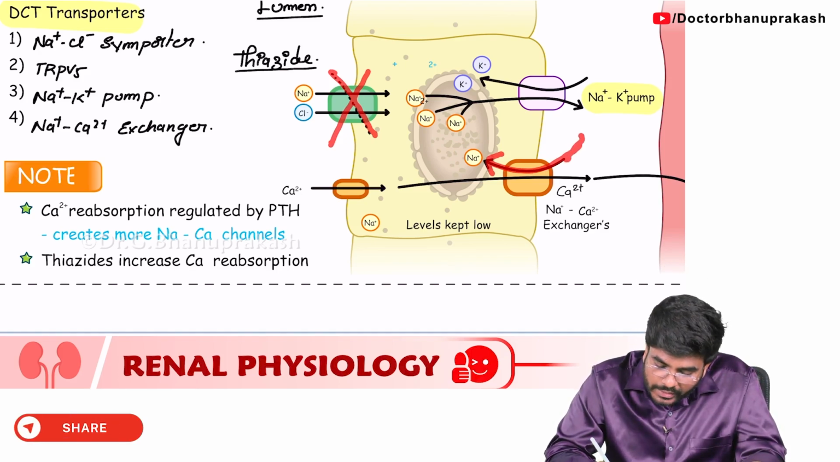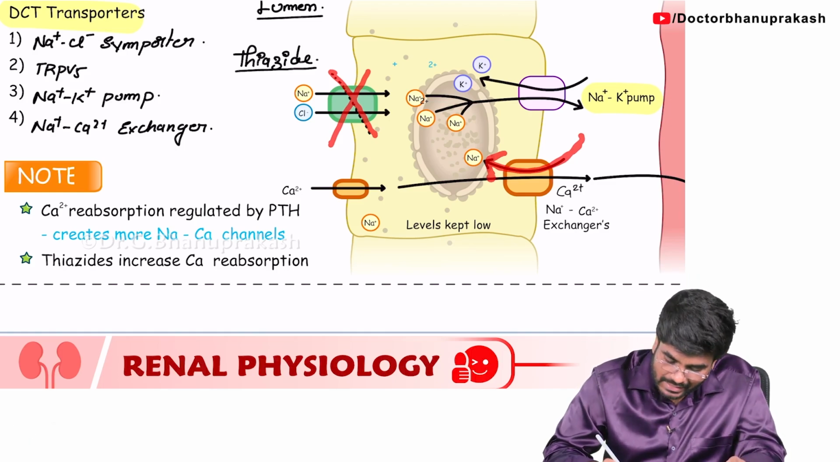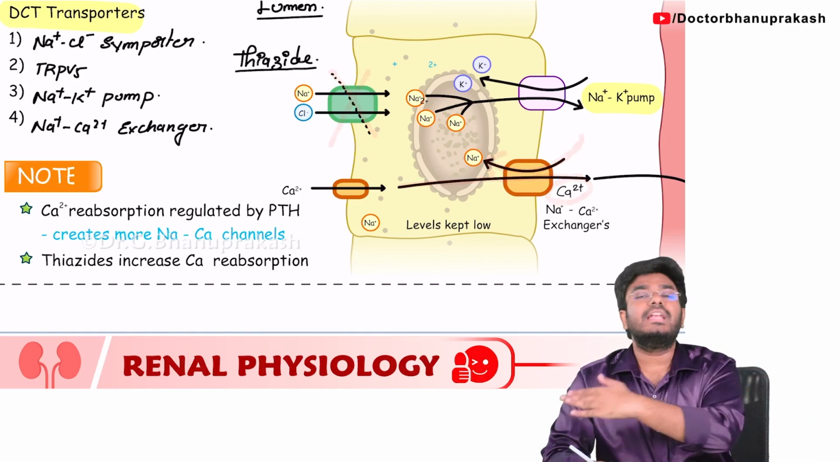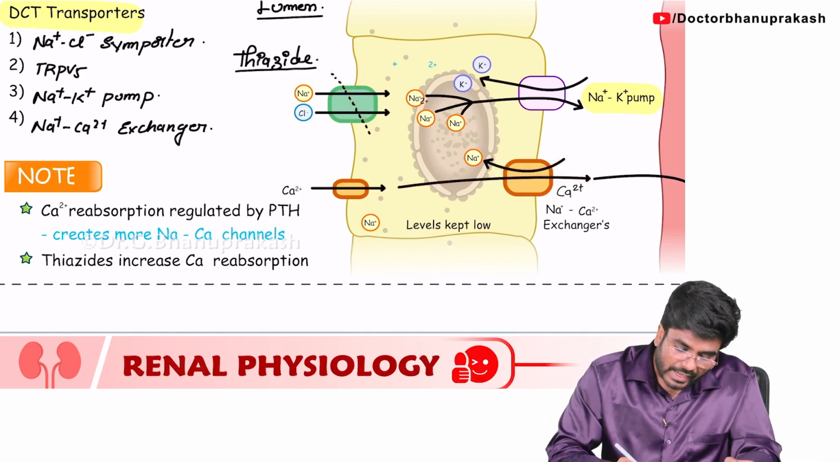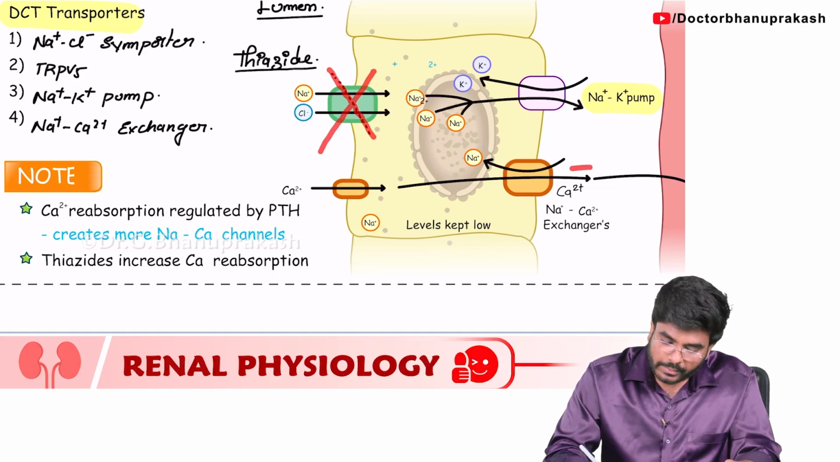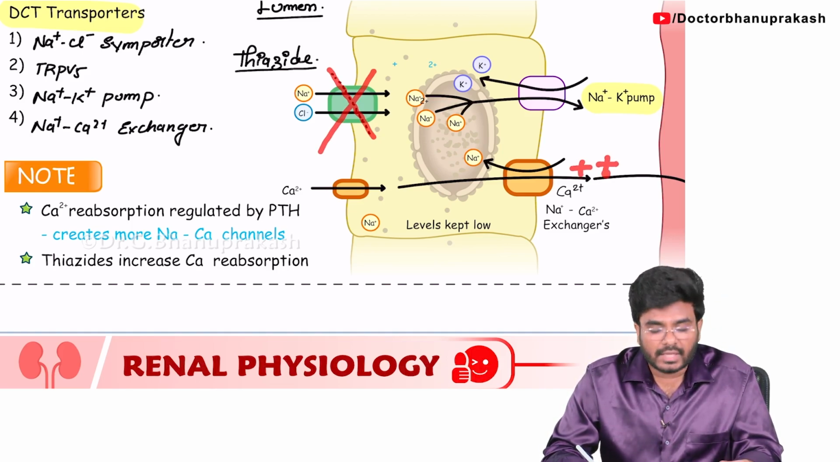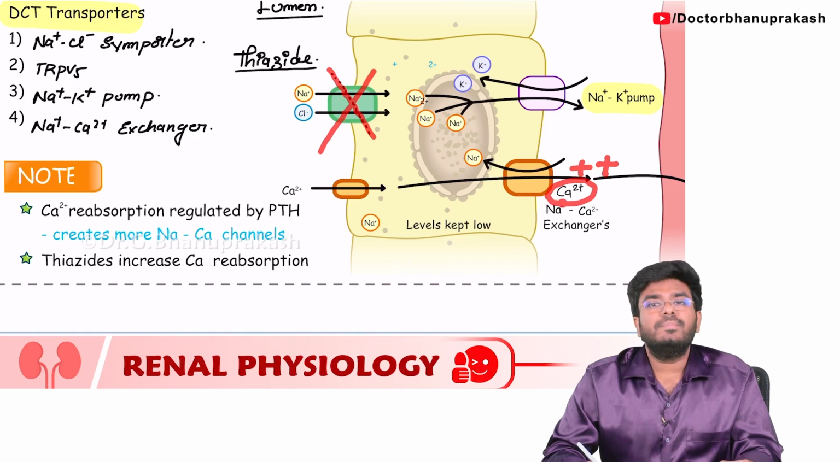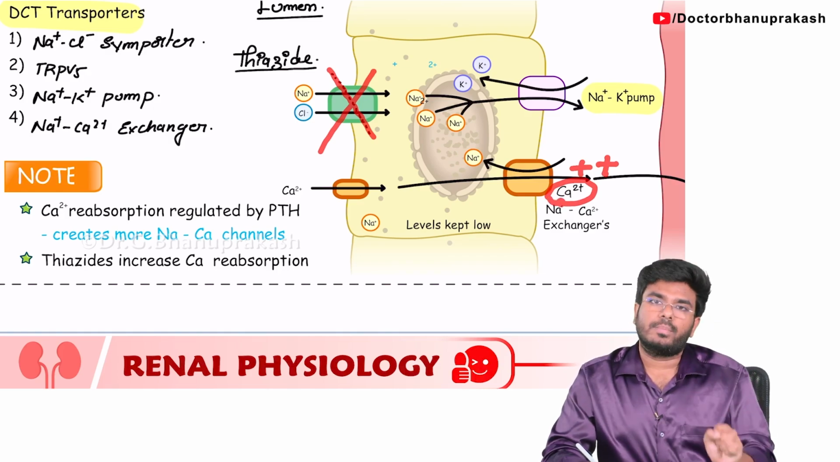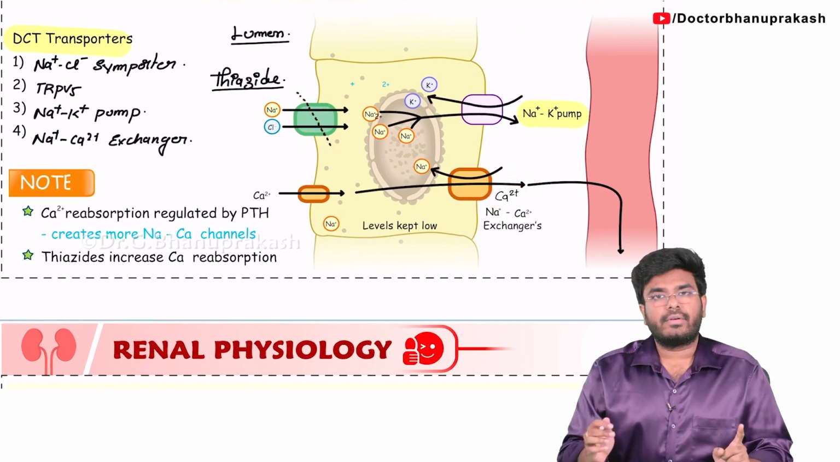Now while trying to bring more sodium into the cell, listen carefully, it has to exchange more calcium into the blood. So with thiazide diuretics, which transporters will function more? The sodium calcium exchangers will work more. Now when the sodium calcium exchanger is working more, more calcium will be reabsorbed. Okay, understood?